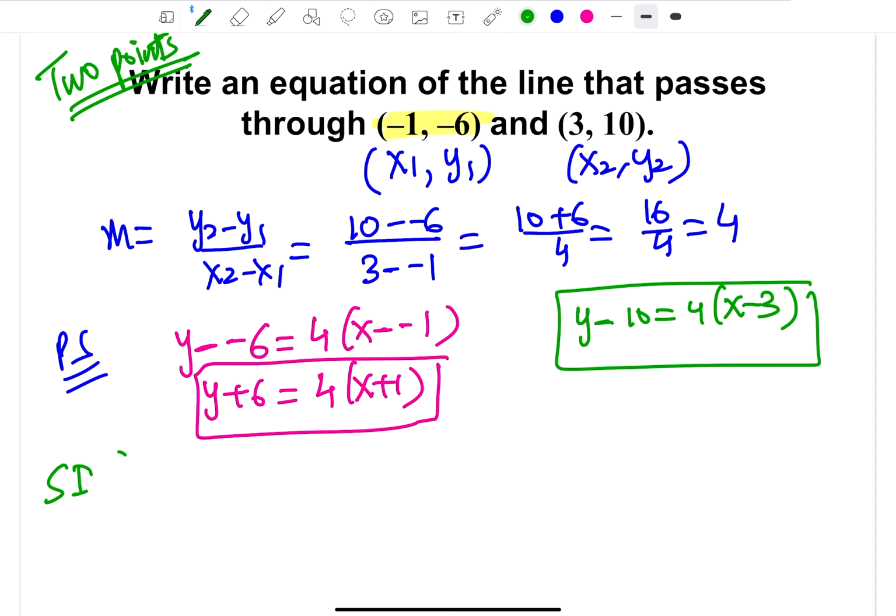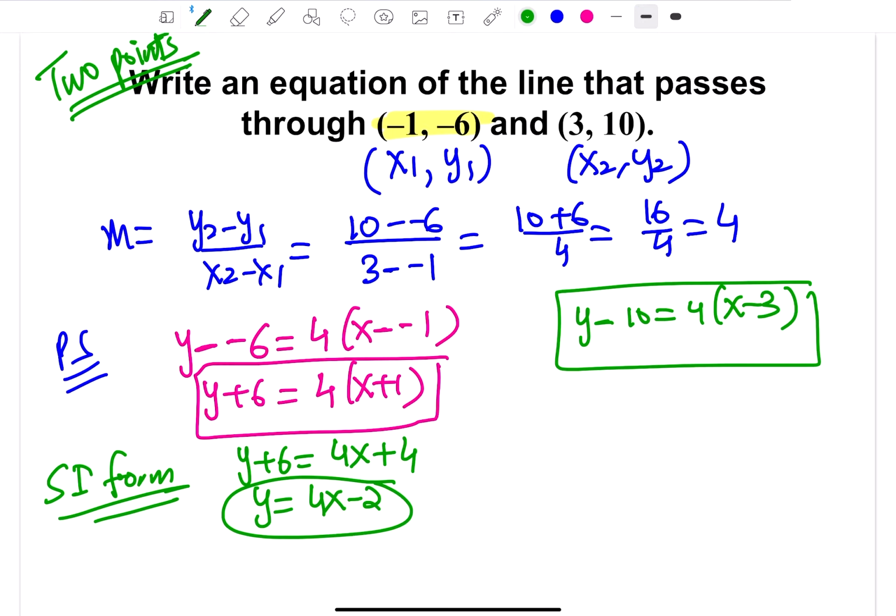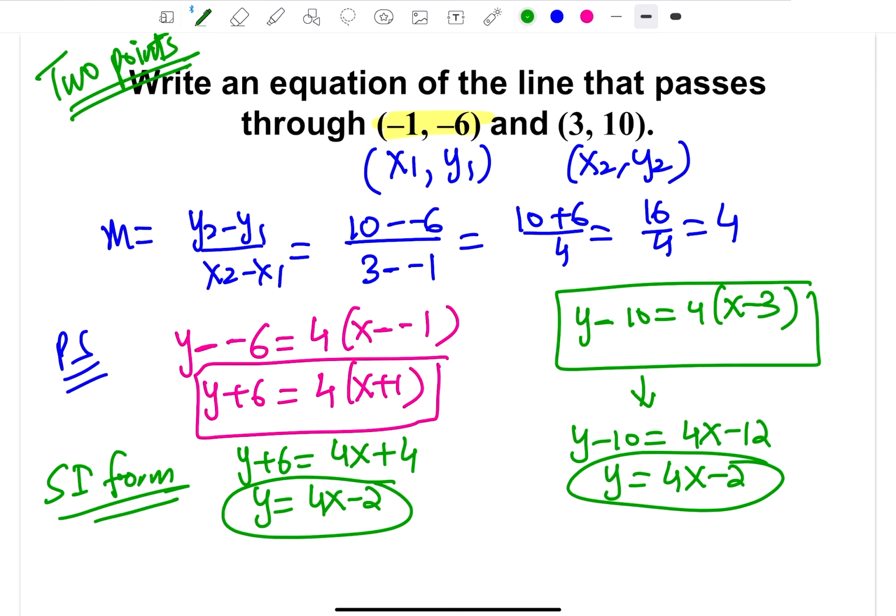Now to write the slope intercept form, we just need to isolate the y. We can do it from either of the equations. I'm going to show both because it is necessarily going to be the same thing. So y is equal to 4x, 4 minus 6 would be negative 2. And going from the other equation, y minus 10 equals 4x minus 12, that would also lead me to the same equation. So slope intercept form is y equals 4x minus 2.